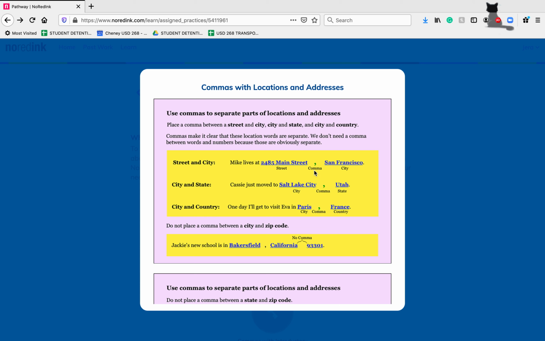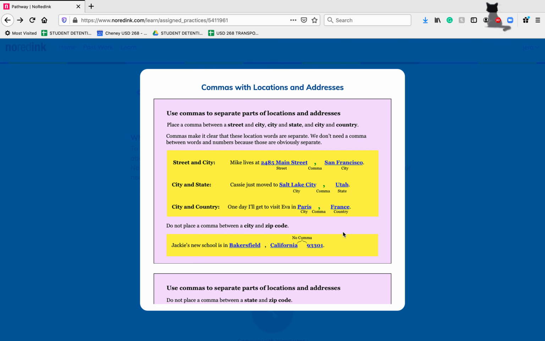We also will use a comma separating the city and the state. So here we have Casey just moved to Salt Lake City, Utah. Again, we want to separate those. The big difference is, again, we've got two different sets of words, so we want to make them really clear by having that comma to divide them. We do the same thing if you are using the city and a country. So here we're using Paris, France, since obviously France doesn't have states like we do. That's another way to reference that.